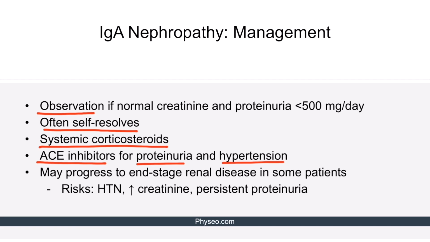Finally, it's important to recognize that while this can self-resolve in some patients, it can progress to end-stage renal disease in some patients. Some risk factors for progression to end-stage renal disease include hypertension, increased creatinine, and persistent proteinuria.